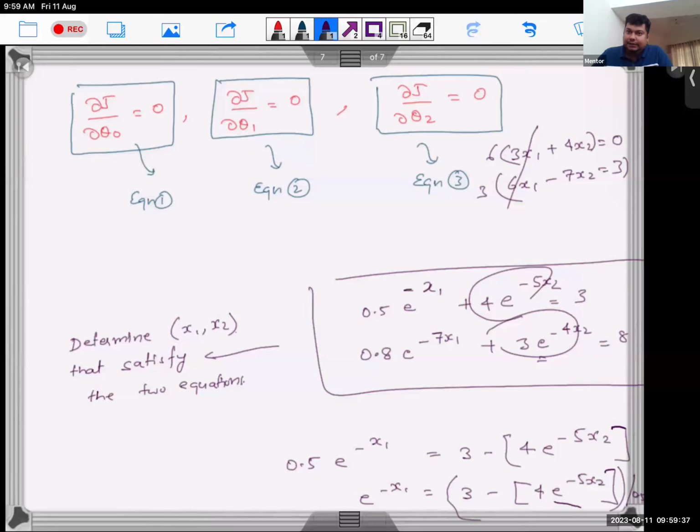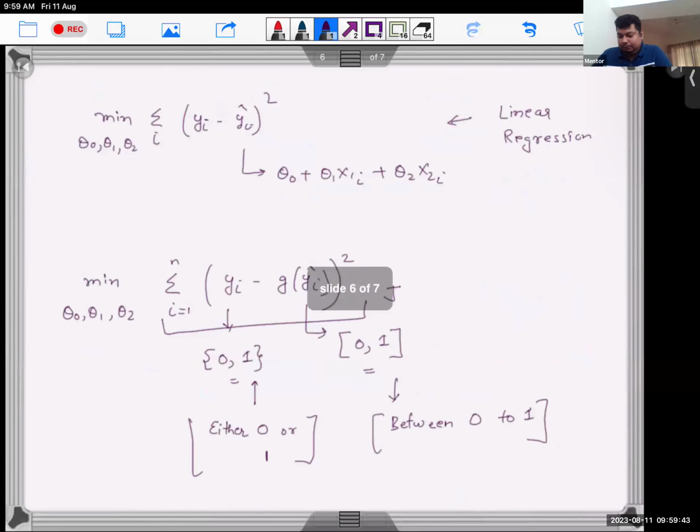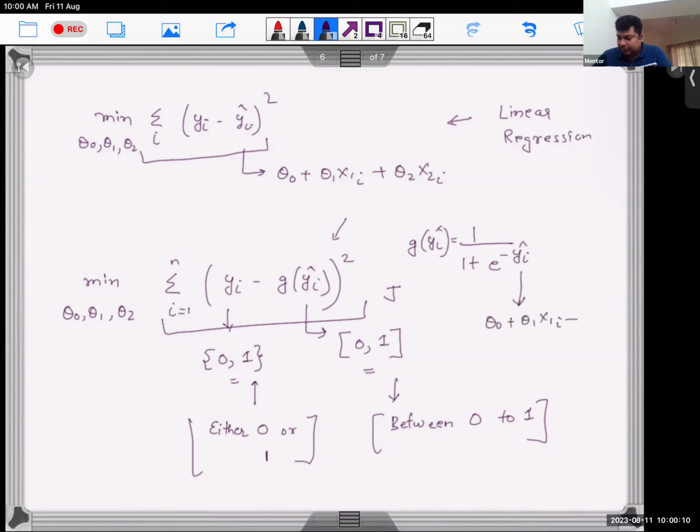I want you to realize that when I took the derivative of this function, the magic was that these were linear equations in terms of thetas. Now think of this. You have a g function, and what is g? g of yi hat is 1 plus e to the power of minus yi hat. And what is yi hat? Theta naught plus theta 1 x1 i, and so on till, if you have d features, theta d x di.